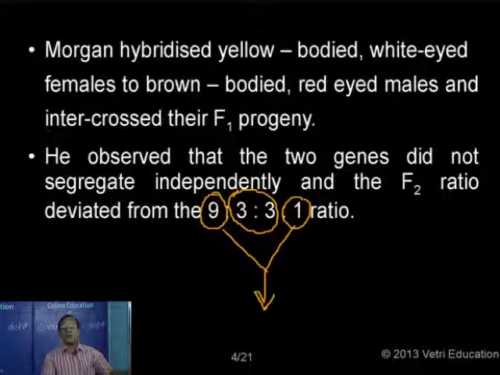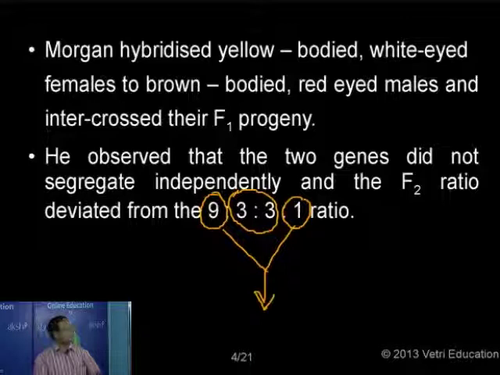For example, your cross is between round yellow and wrinkled green. We have received round yellow and wrinkled green. These are the parental combinations. Then the round green and wrinkled yellow, these two varieties are non-parental combinations.